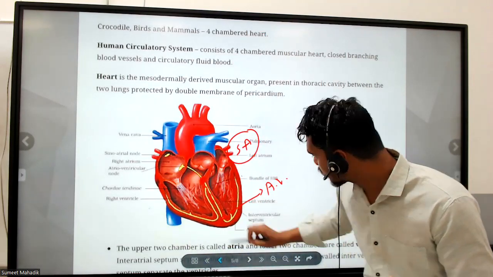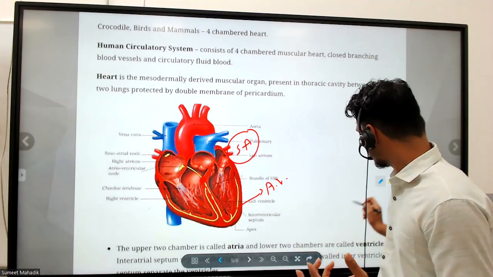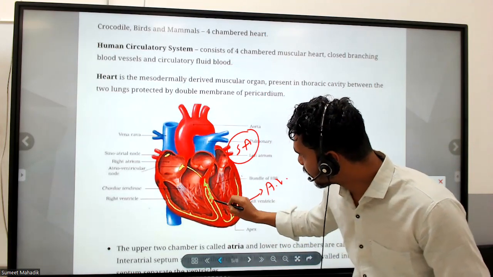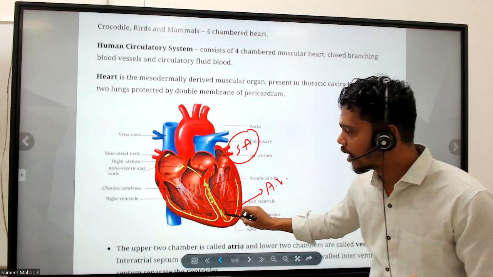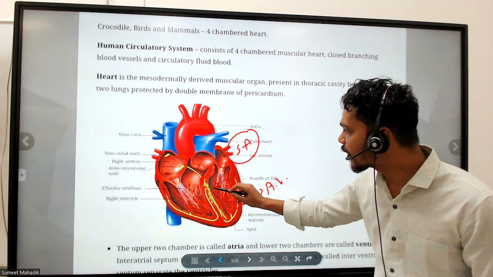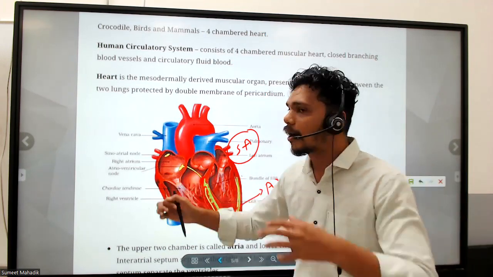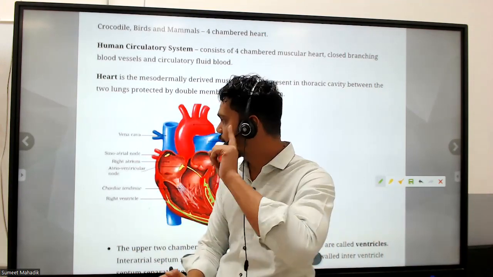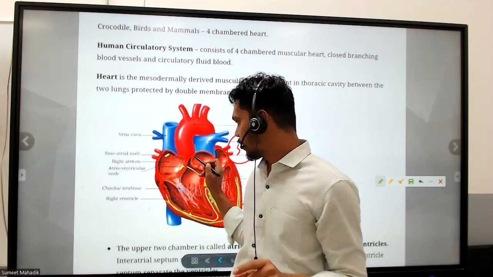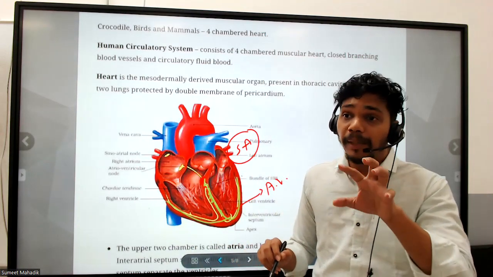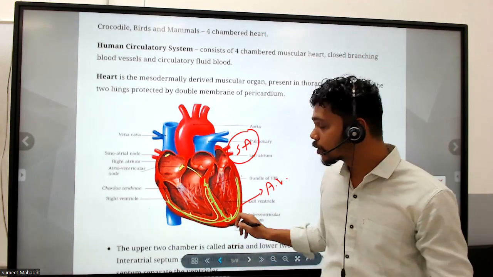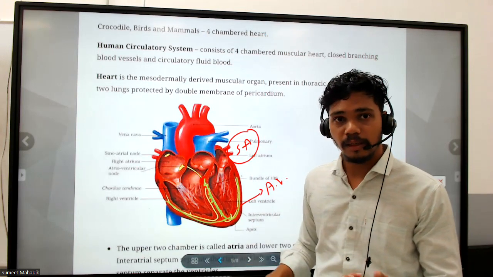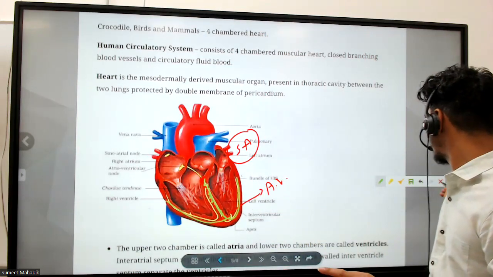From here, the impulse goes, let me use another pen. From here, the impulses are going here. There is the AV node. And this is the bundle of His, which is responsible for pumping. I will show you that. Just understand one thing: the SA node is the starting point of the impulse, and it goes to the AV node. What is AV? We'll see that. So let's go further.